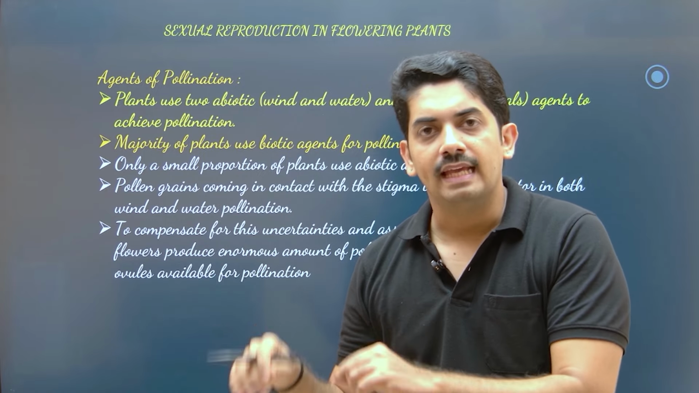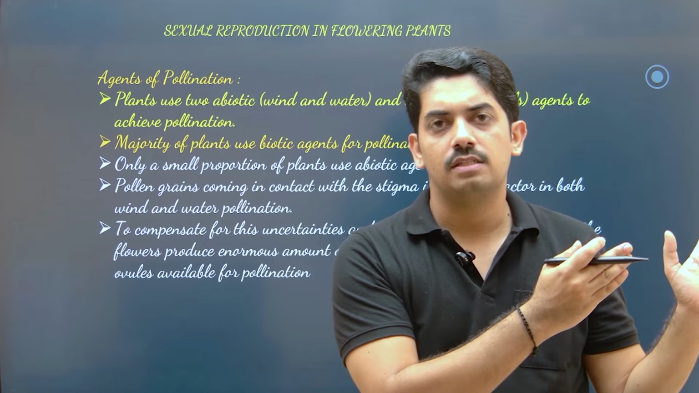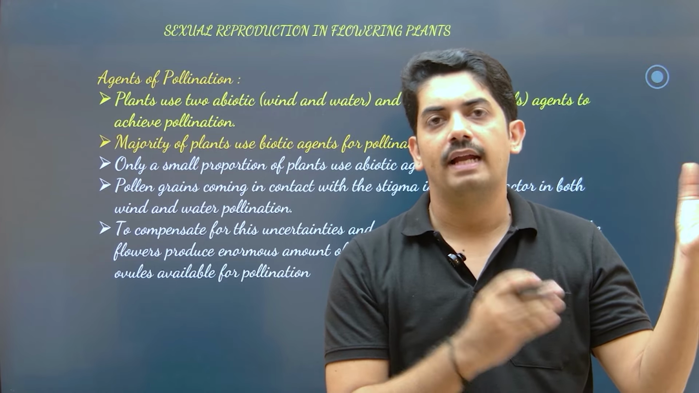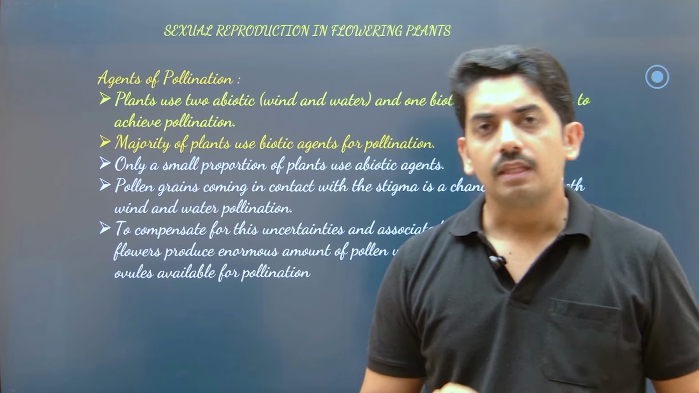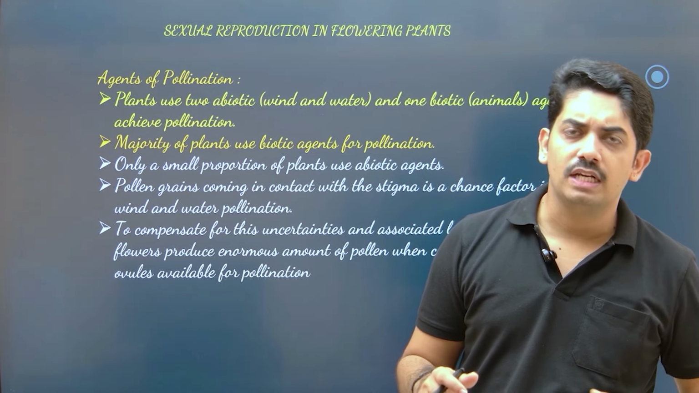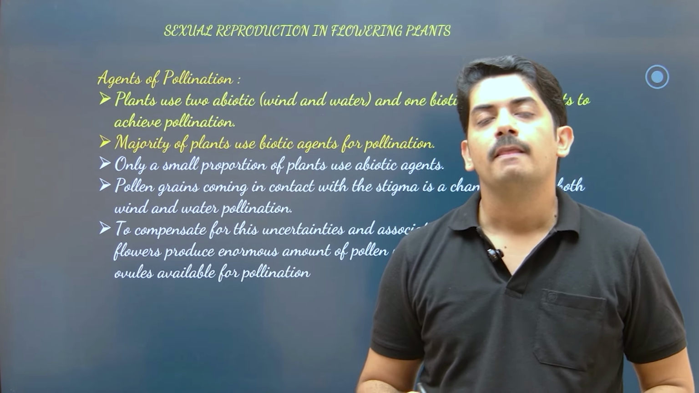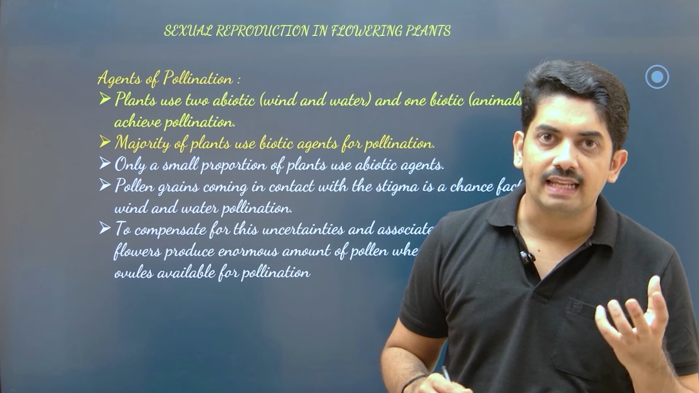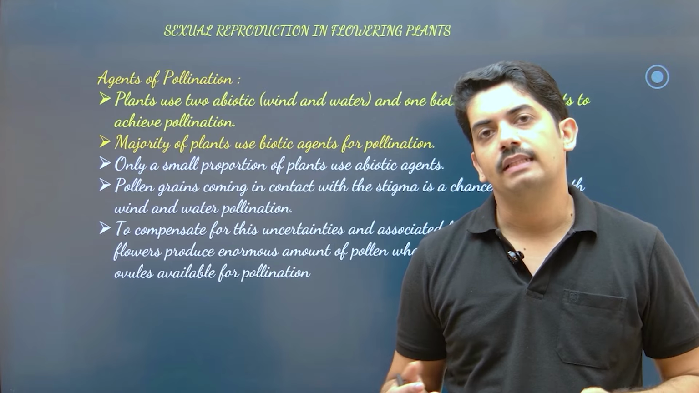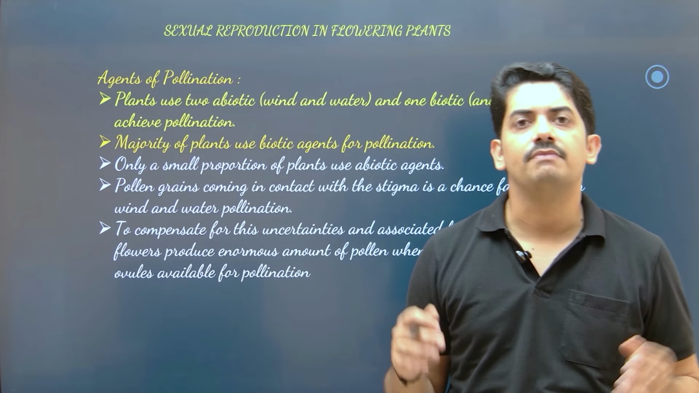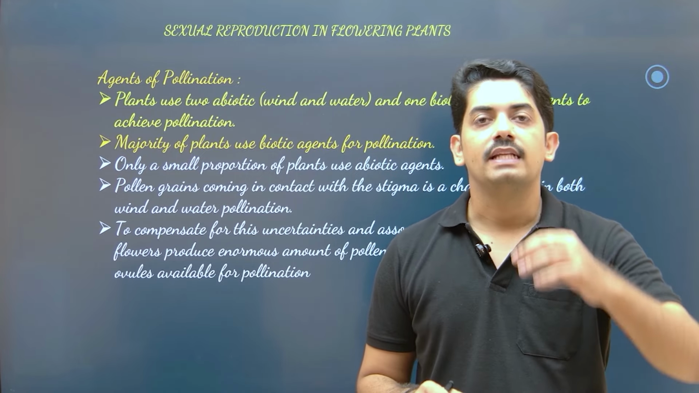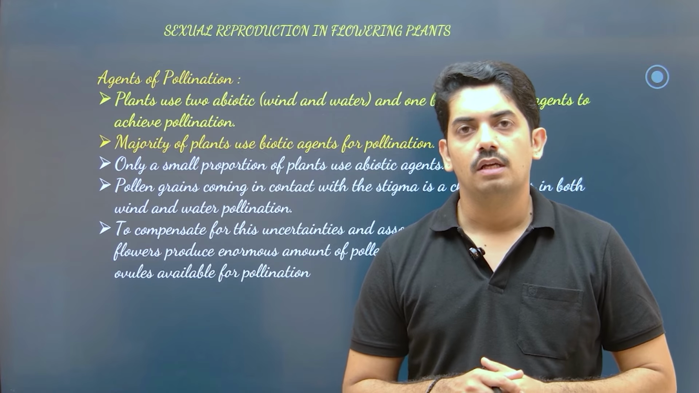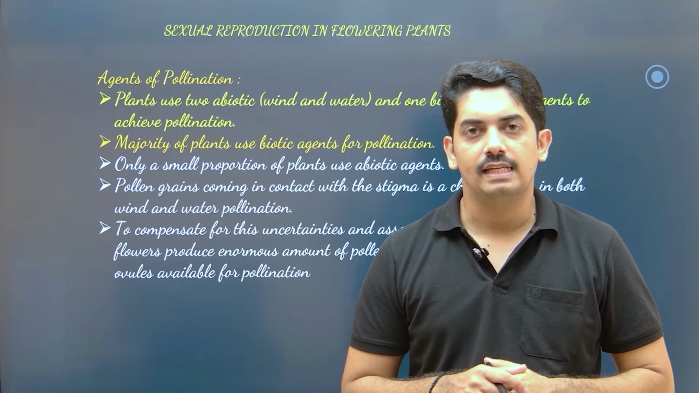If the wind direction is such that there is one plant which gets pollinated, so it's a chance factor. But in the case of insect pollination or animal pollination, if the flower has a reward, in the early morning these insects or butterflies visit each and every flower to collect the reward. There is a high chance it undergoes pollination and fertilization.